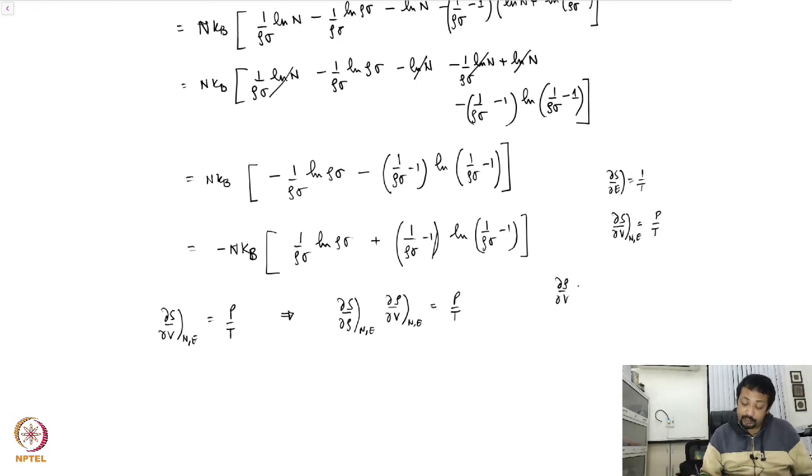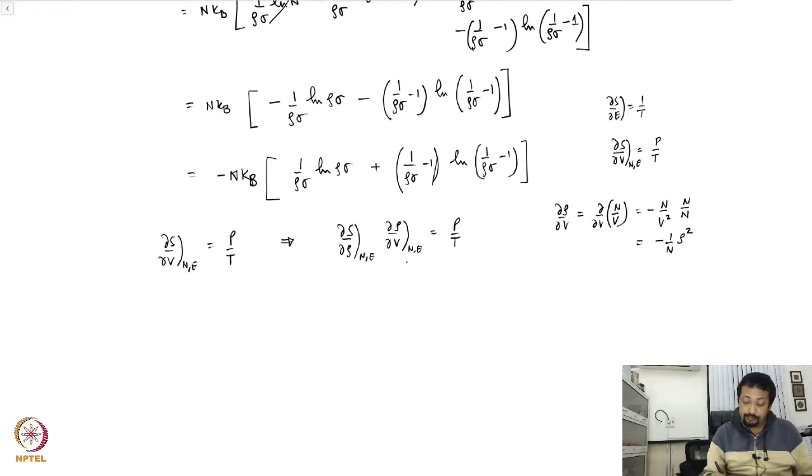Which essentially means that del rho del V I can use as del V of N over V, which is minus N over V square. I multiply with N divided by N, this gives me minus 1 over N rho square, so that I have this derivative as minus rho square over N. It's this derivative which I have to calculate. So del S del rho, N and E held constant, is minus of nKb.